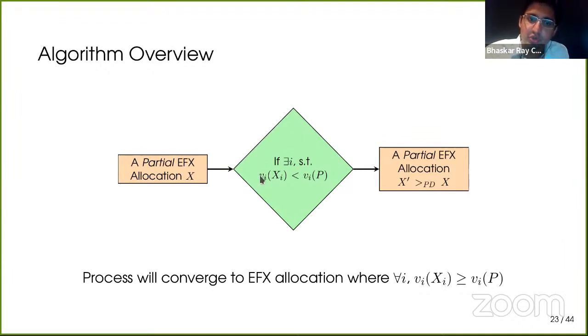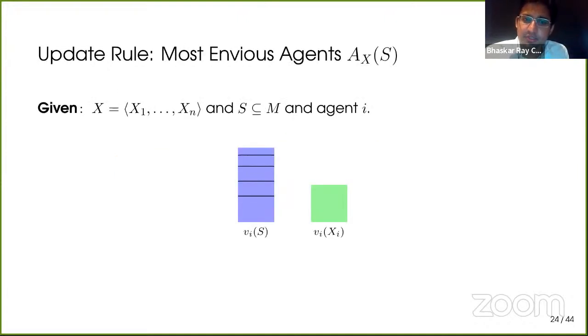So I just need to show you how we can transform a partial allocation to a better partial allocation if this precondition is satisfied. For this, I would introduce a very crucial concept, which is used in all the results, the concept of a most envious agent. And you would see that it's pretty natural. Given an allocation X, say x1, x2 up to xn, and any set, say S, and an agent i, clearly agent i envies the set S, right? Because v_i of x_i is strictly less than v_i of S.